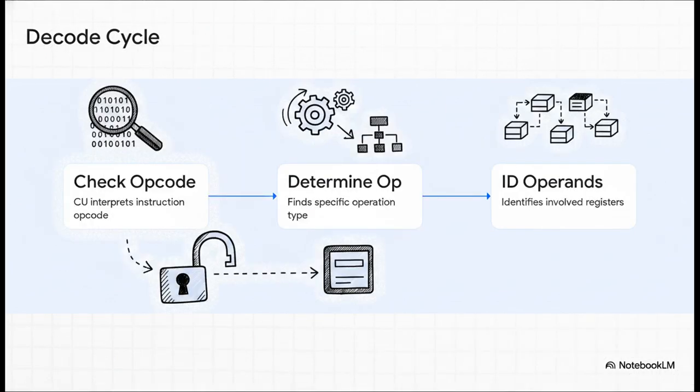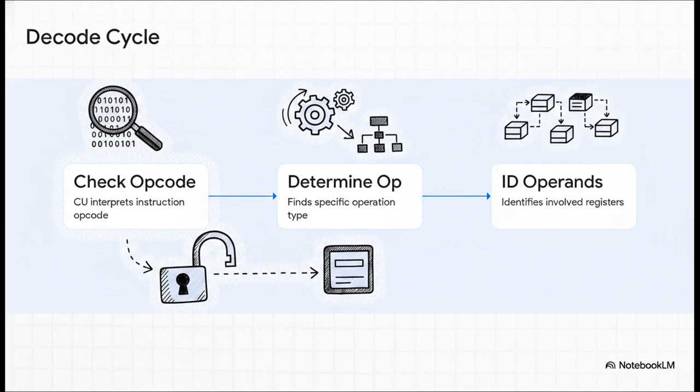Immediately after that fetch cycle, the decode cycle begins. With the instruction safely sitting in the instruction register, the control unit acts like a master translator. First, it checks the opcode part of the instruction. That's the specific chunk of binary that says what action needs to happen. Next, it figures out the exact operation to perform based on that opcode. Finally, it identifies exactly which operands or registers are involved. It's turning a coded message into a concrete action plan.